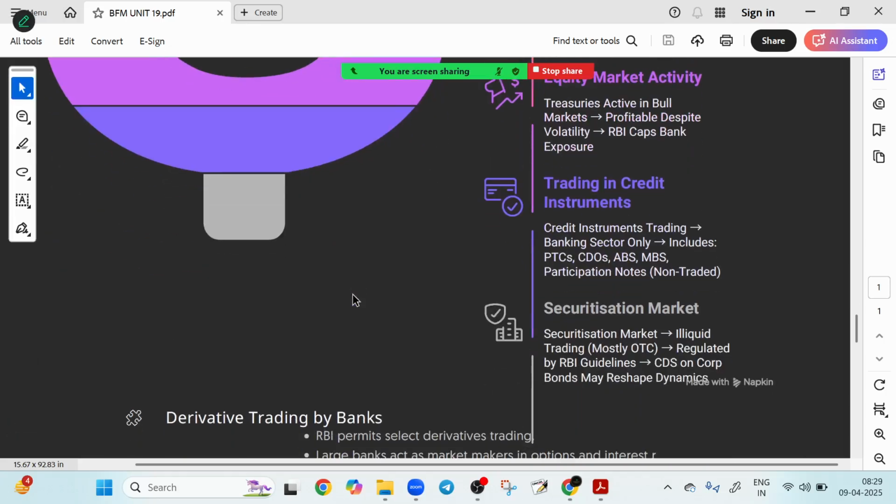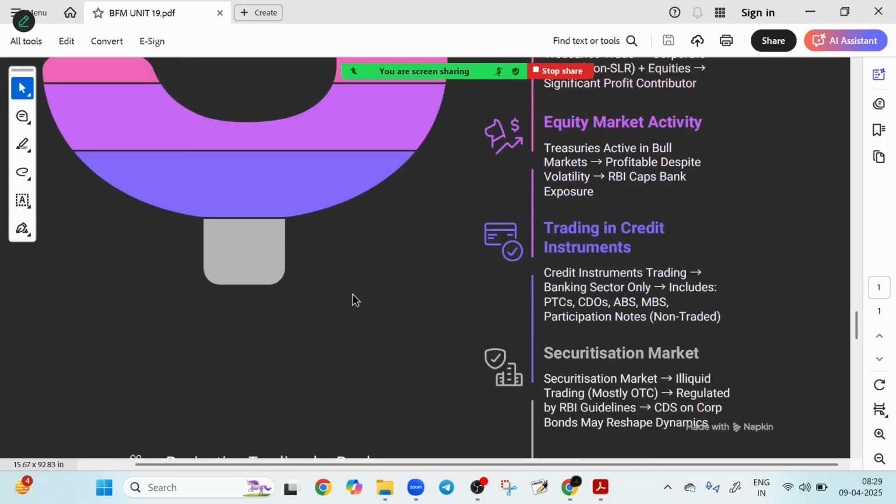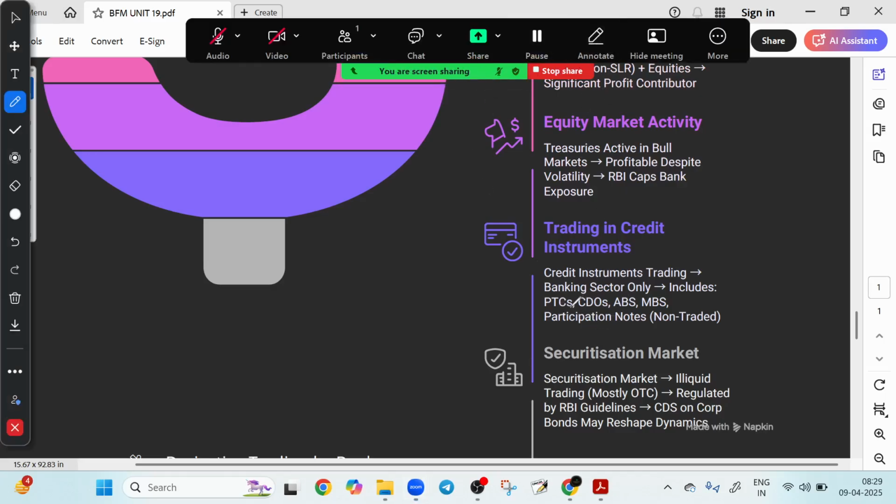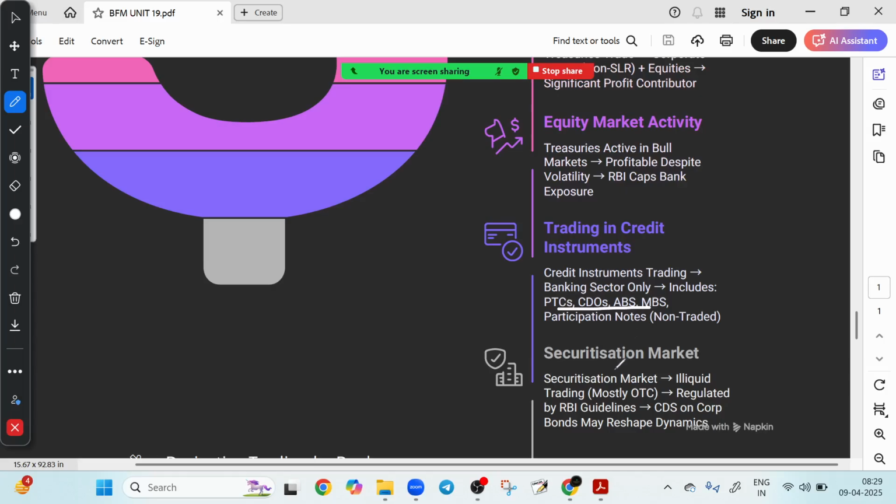Then we have something called trading in credit instruments. What is the meaning of trading in credit instruments? See, basically it means spreading the net wider. This includes trading in CDs, right? CD, certificate of deposit, commercial paper, NCDs, non-convertible debentures, right? And ABS, right? So here are the names of some instruments, as you can see written here. It is a part of the broader credit market, especially in the non-trade and banking sector.